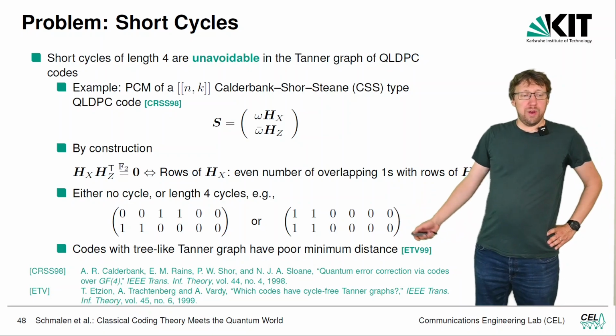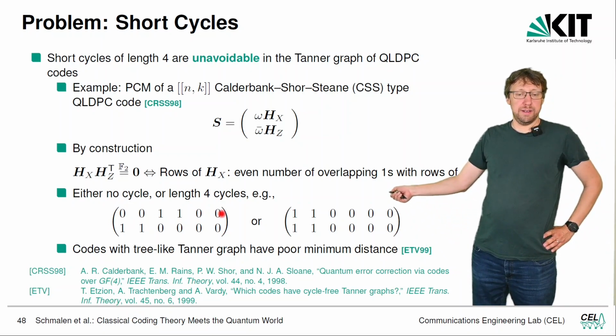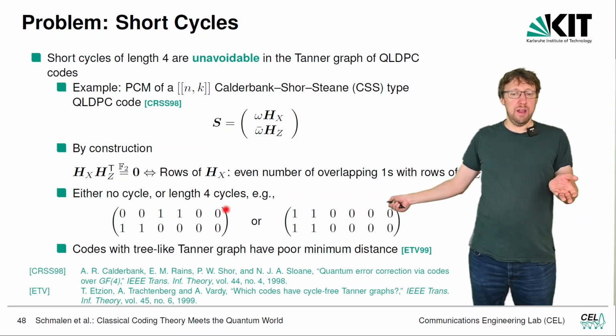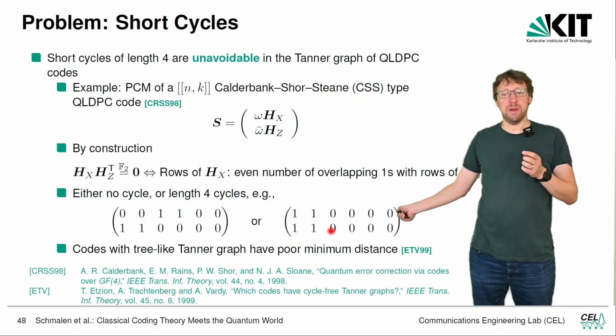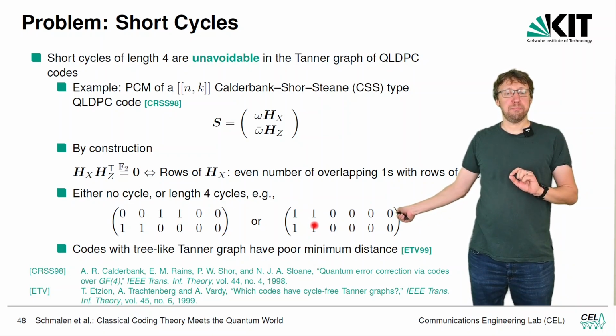So here we have two examples. In the first example, we have 0 overlapping ones. 0 is an even number, so that would work. But if we have 2 overlapping ones, these 4 ones form a cycle of length 4 in the parity check matrix, and this is very, very detrimental for decoding.